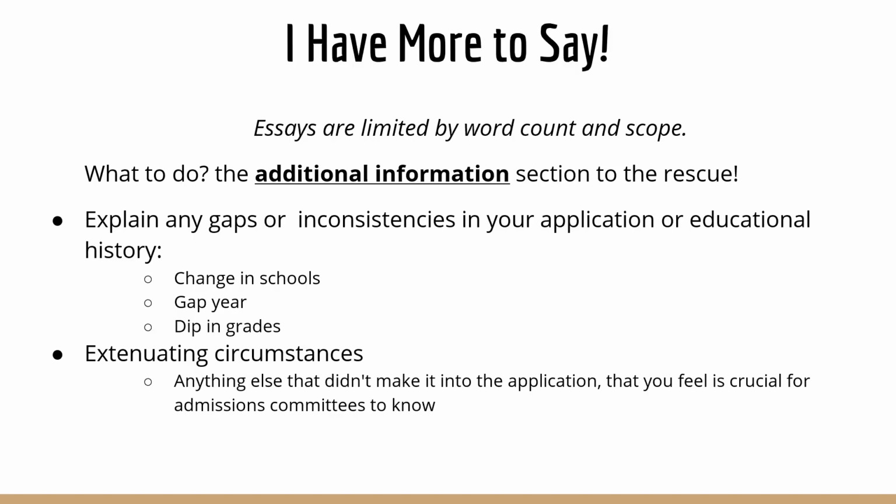Essays do not capture the entirety of what you want to say, especially when they're limited by word count and scope. On the Common Application specifically, there is an area that is titled Additional Information. This is a good opportunity to provide a succinct summary of anything you would like to share with the admission committee, such as gaps in your academic education or inconsistencies on your transcripts and so forth. This is also a wonderful opportunity to provide context pertaining to extenuating circumstances.